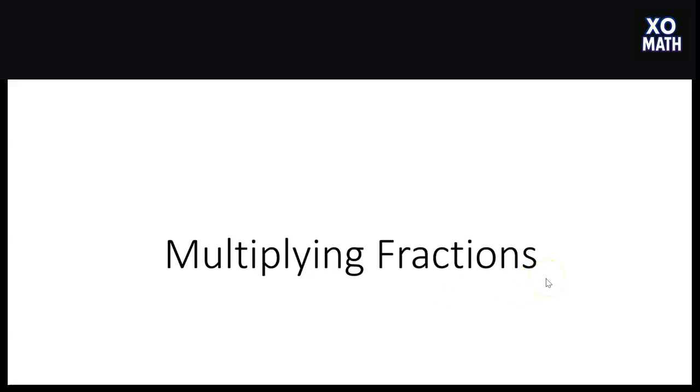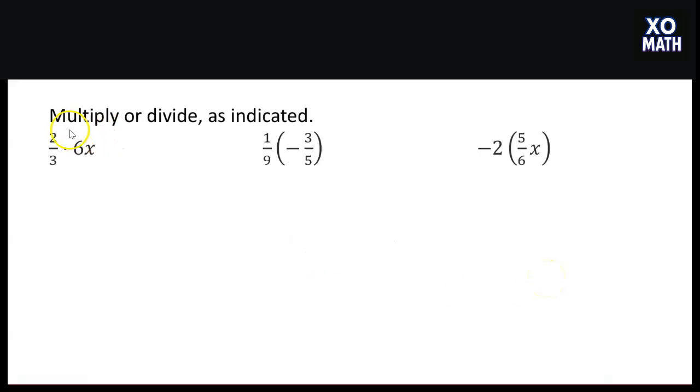Multiplying fractions. Here we are told to multiply or divide as indicated. First we have 2/3 times 6x. To multiply fractions, we can simply multiply across the numerator and multiply across the denominator.